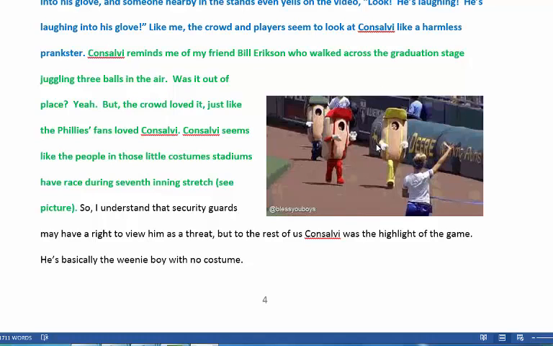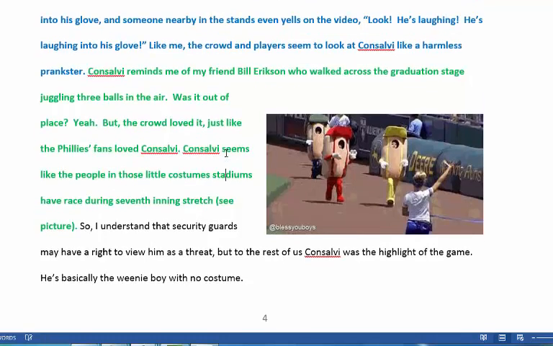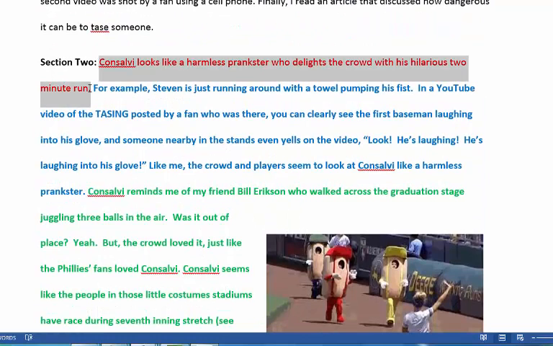Hey, here's a little side note. I do allow you to use pictures when they relate to the point you're making. Well, the point I'm making here is, to me, Consalvi looks kind of like these weenie people they have run around during the 7th inning stretch. Have you ever seen those at games? I have. The important thing, though, is if you use a picture, make sure you explain how that picture relates to the point you're making. All right, so don't just throw a picture in there and expect me to figure it out.